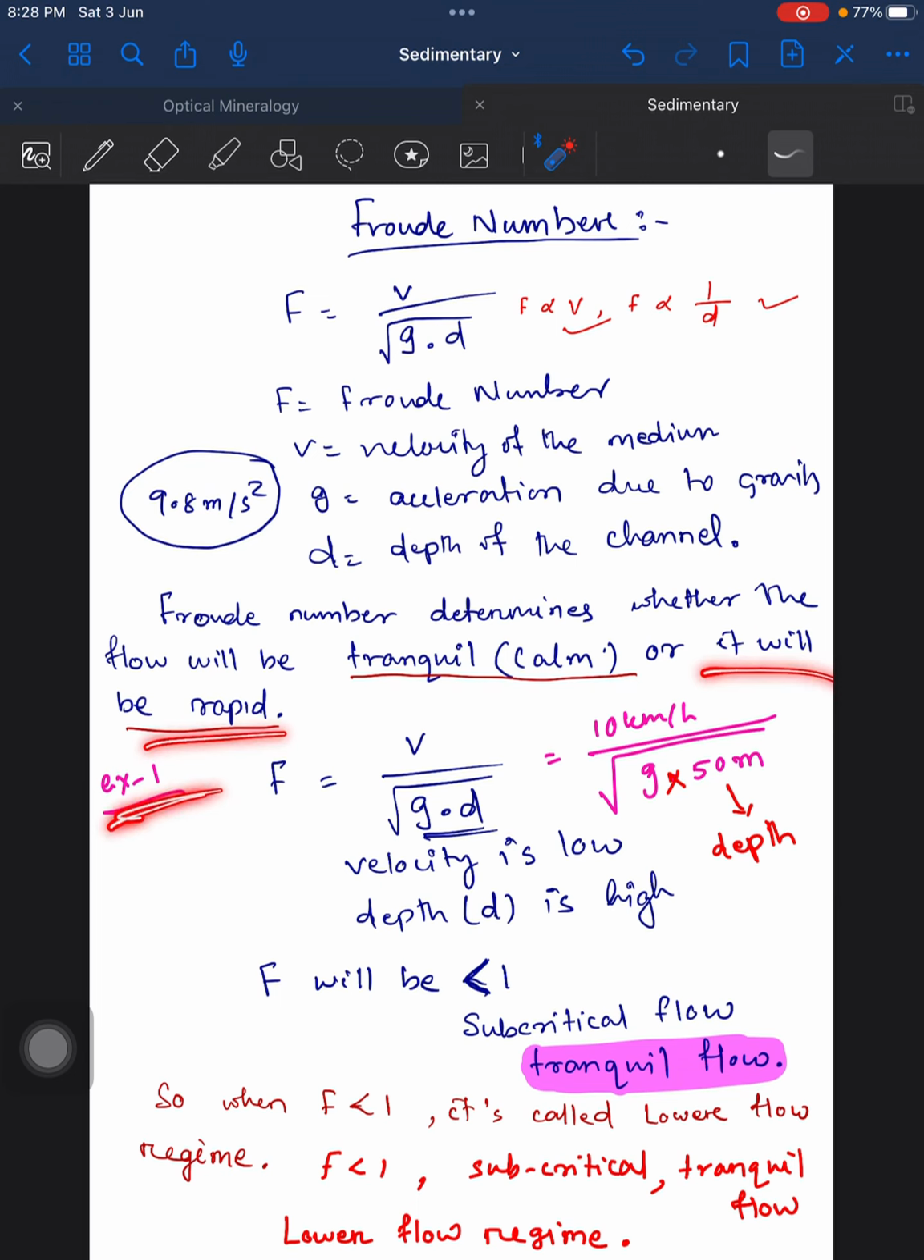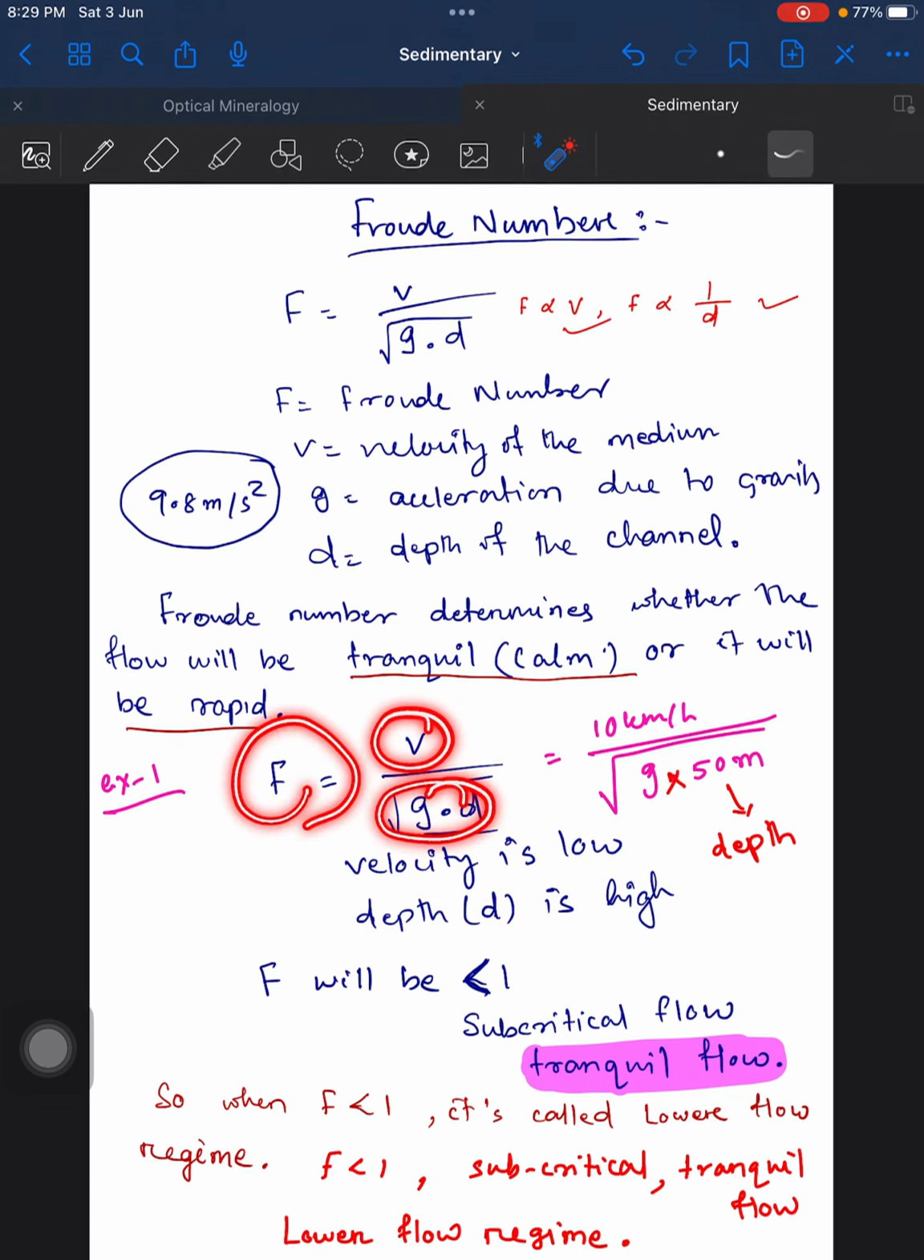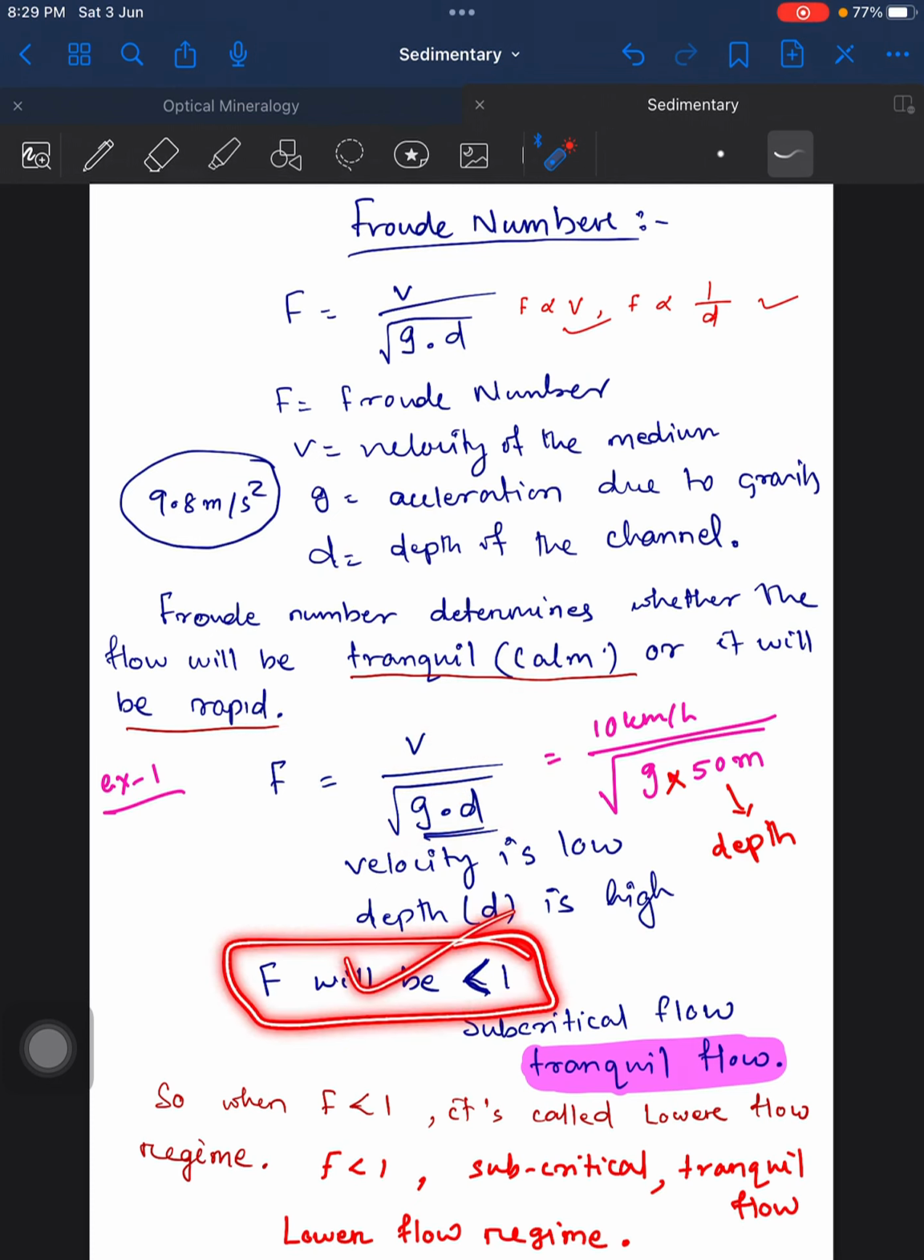Okay, so we will take an example. Froude number is F equal to V divided by the square root of g d. So here suppose the velocity of the flow is 10 kilometer per hour and the depth is 50 meter. Here the 10 kilometer per hour velocity is low, and depth is high. So if velocity is low and depth is high, definitely this portion is lower and this portion is higher, so the Froude number will be less than 1. If the Froude number is less than 1, this is known as subcritical flow or tranquil flow.